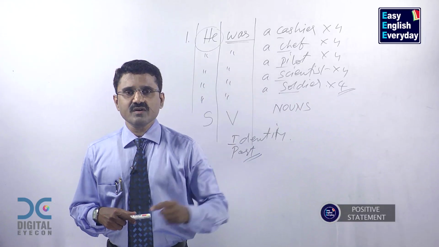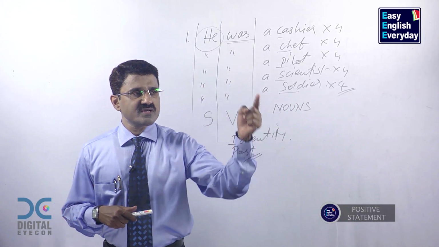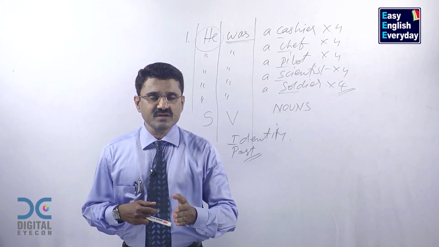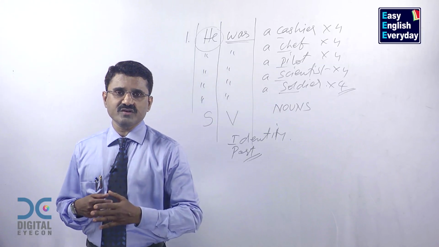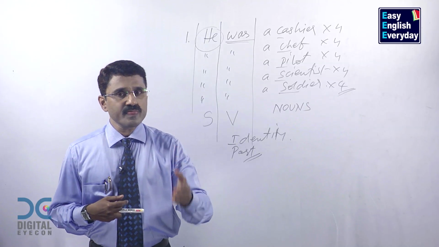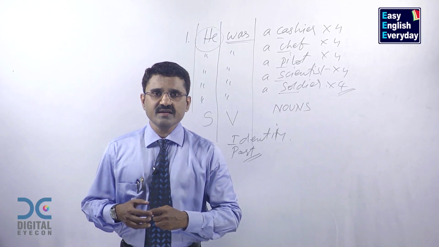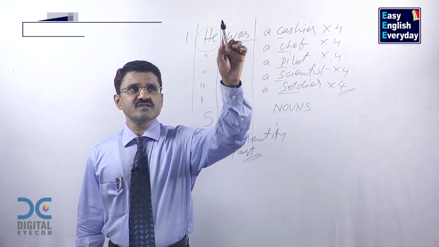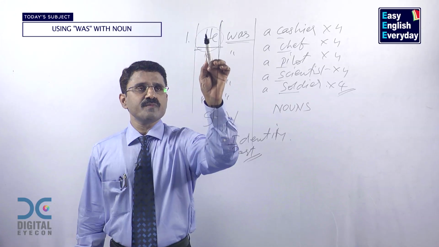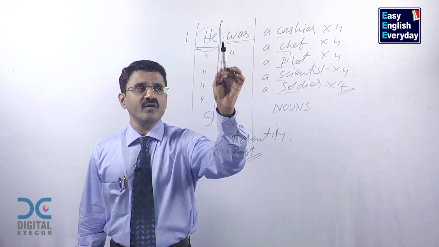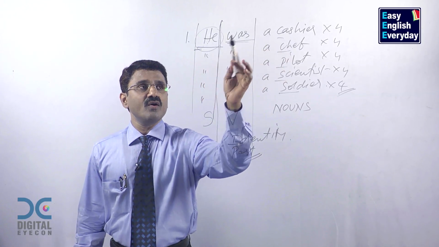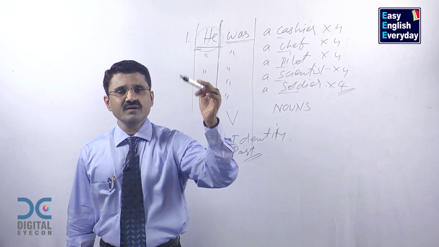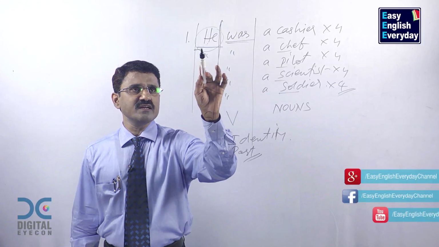He was a soldier is a positive statement. He was not a soldier is a negative statement. Was he a soldier? is a question to confirm positively. Wasn't he a soldier? is a negative question to confirm negatively. Make sentences like this. Now this is fixed. You can say he was a cashier, or she was a cashier, or John was a cashier. He, she, John, any non-living singular thing, that is fixed.